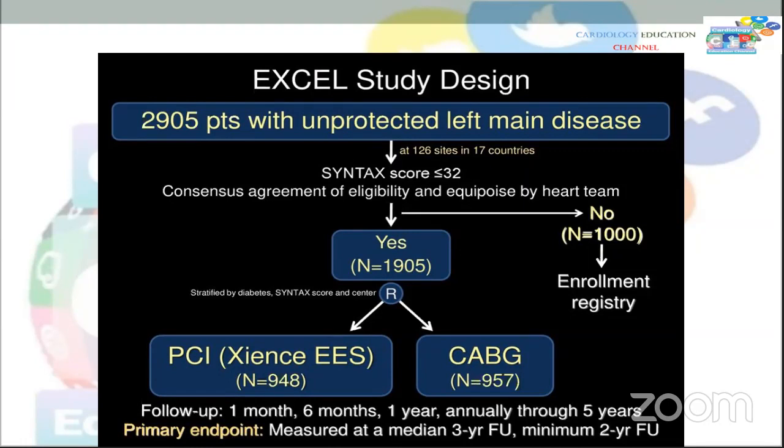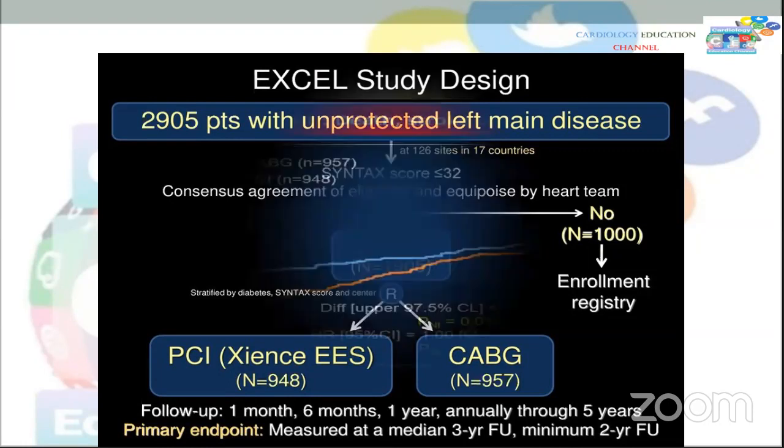So what we need to clarify here is that the 126 sites which shared in this EXCEL study design in 17 countries across the world, 1,905 patients were assessed by the heart team and were randomized to do a PCI or a CABG, and on-site assessment agreed that those patients had a SYNTAX score less than or equal to 32, which is the lower and the middle tertile of the SYNTAX.